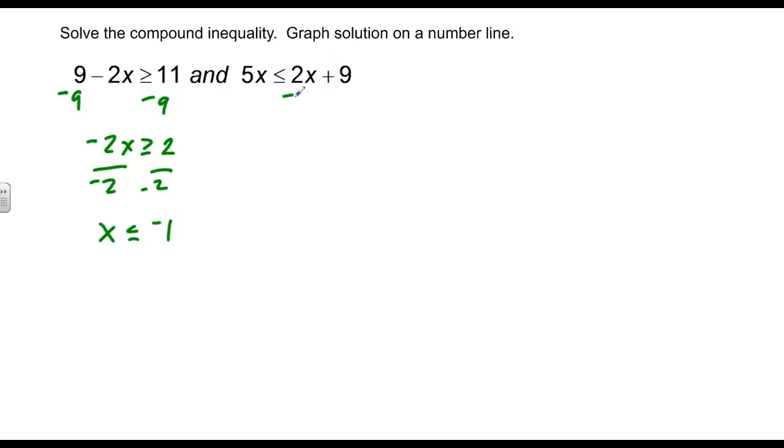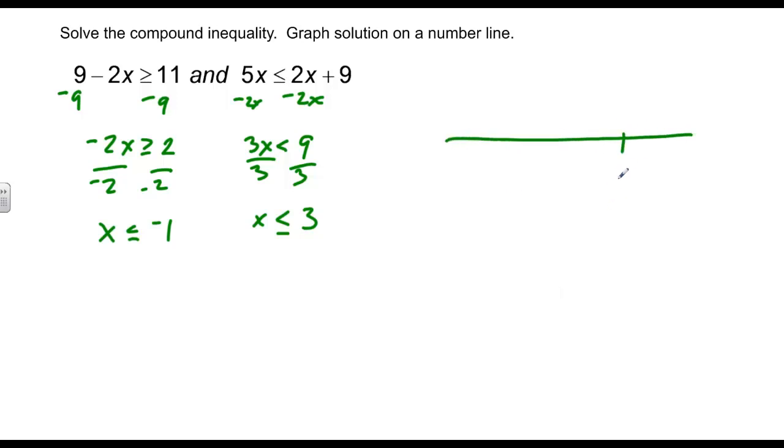Go over to the other problem, subtract 2x from both sides. I get 3x is less than 9. Divide by 3 on both sides. I get x is less than 3. Now if I were to graph this, then what I'll do is put 3 here, closed circle, moving to the left, negative 1, closed circle, moving to the left.